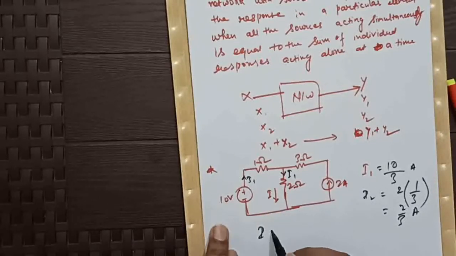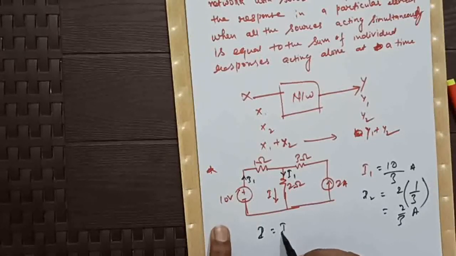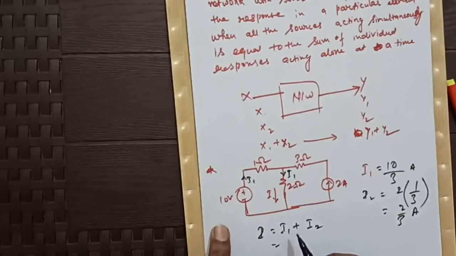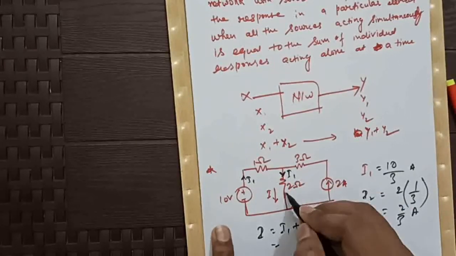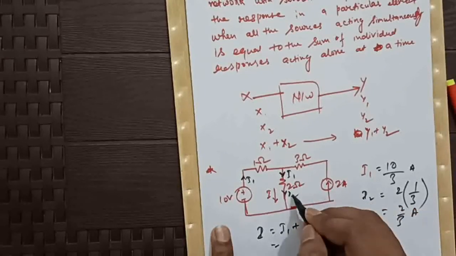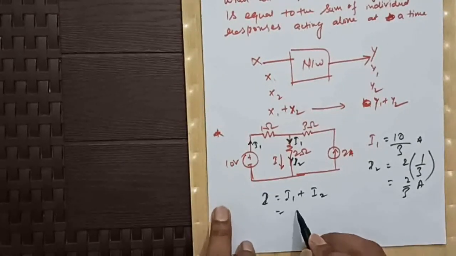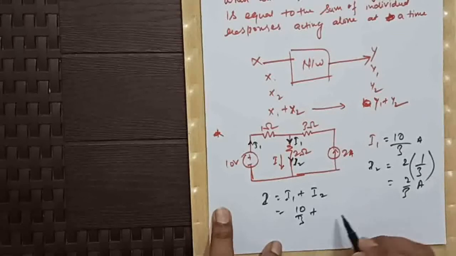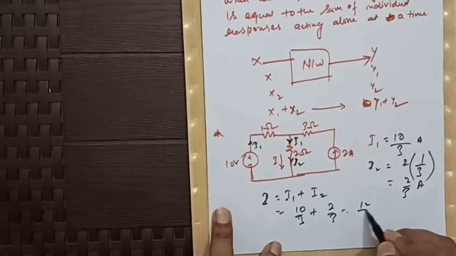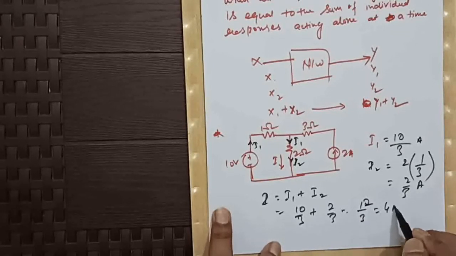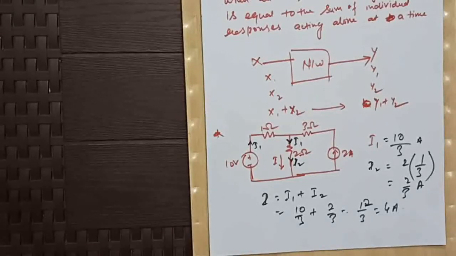So the net resultant response is the sum of I1 plus I2. As I1 is flowing downward, also I2 is flowing downward. So I is equal to I1 plus I2. I1 is 10 by 3 and I2 is 2 by 3, 12 by 3, that is 4 amperes. So what we saw even if we calculate simultaneously, let us check whether it is correct or not.